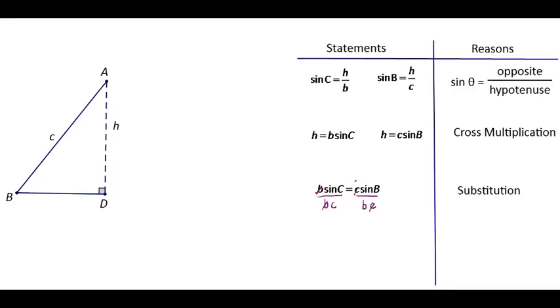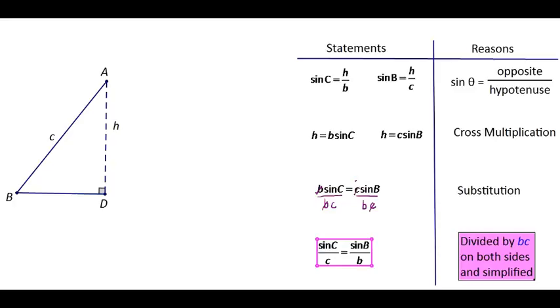But in a nutshell, we wind up here with sine of C over C equals sine of angle B over little b. And we got that by dividing by BC on both sides. We could do some more similar work to include the third part of the formula, sine of A over A. But we'll leave it there for this recording.